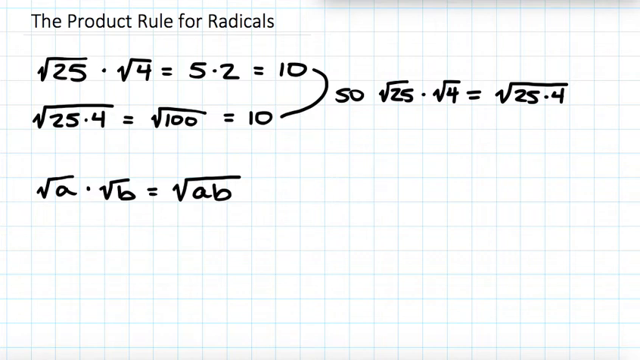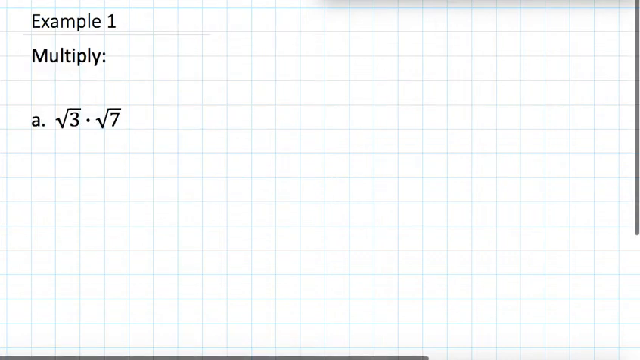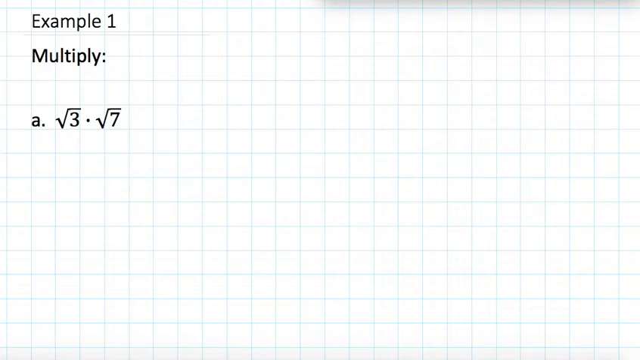So we're going to look at example 1. It says to multiply. We're only going to do part A here. Square root of 3 times square root of 7. So I can write this as the product under a single square root of 3 times 7. And 3 times 7 is 21. So this is the square root of 21. In this case, the numbers aren't perfect squares, so I'm not going to take the square root here because it doesn't come out evenly. I'm just going to leave my answer like that.